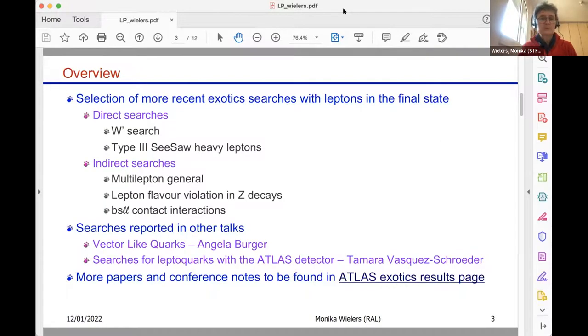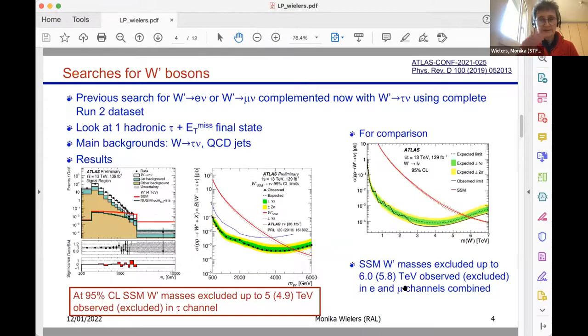In this talk, I will show you a selection of our more recent exotic searches. I split the talk into direct searches and indirect searches, but I would also like to point you to the next two talks after mine, on vector-like quarks and leptoquarks, where you will also see other examples with leptons in the final states. On this slide, if you click on the link, you see all of our ATLAS results. Okay, so let's start with searches for heavy W prime bosons.